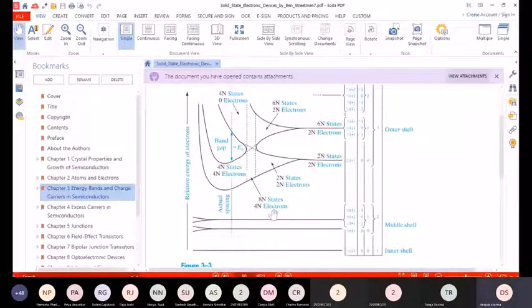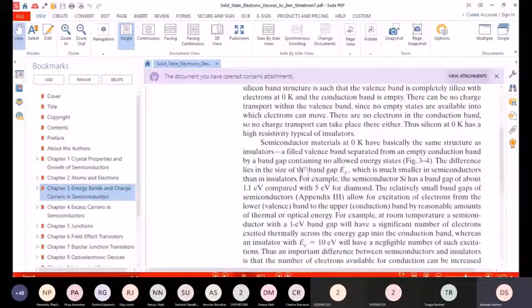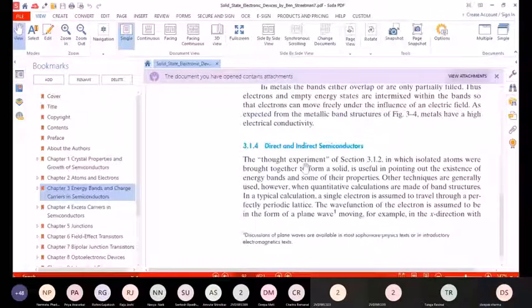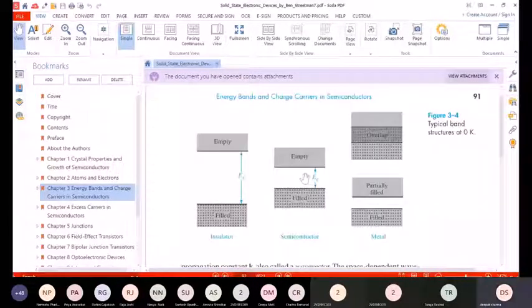So after this, we went through direct and indirect band gap semiconductors, wherein, before that, we have seen insulators, semiconductors and metals. In metals, those two energies just overlap. The energies of the electron in the conduction band and the valence band just overlap, so there is no energy band gap. Hence, it will always be conducting, and they are called conductors.